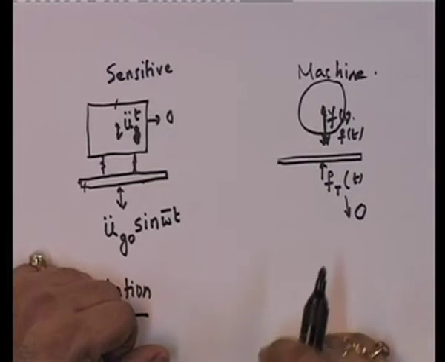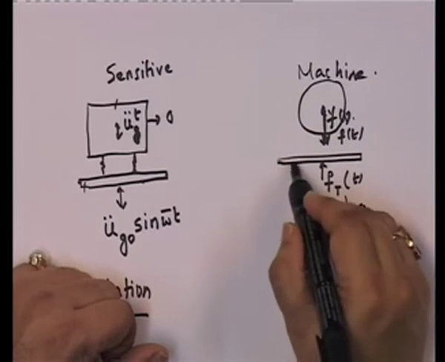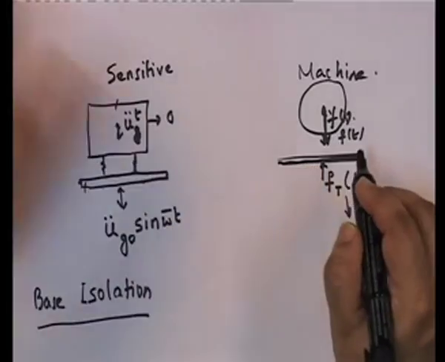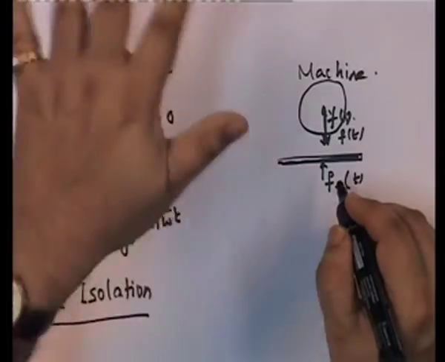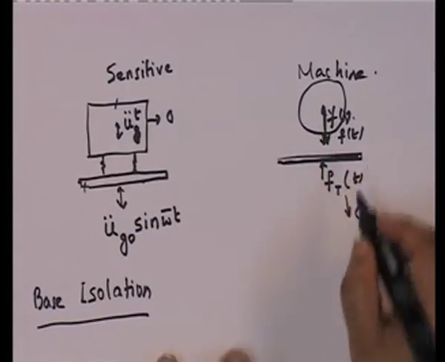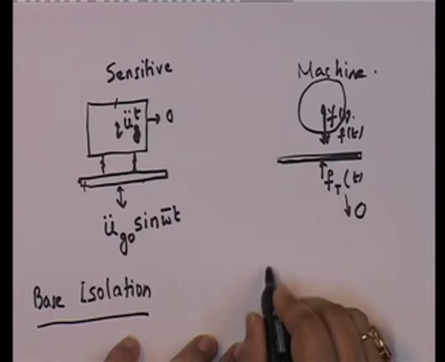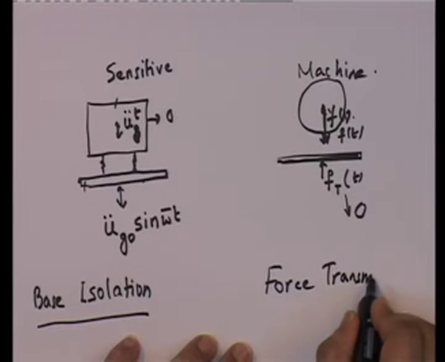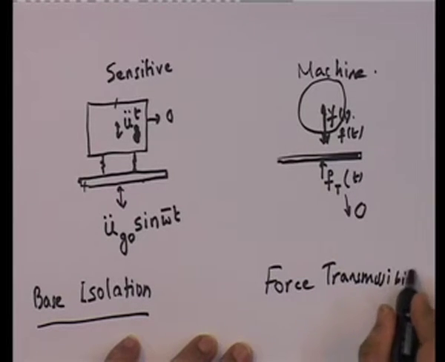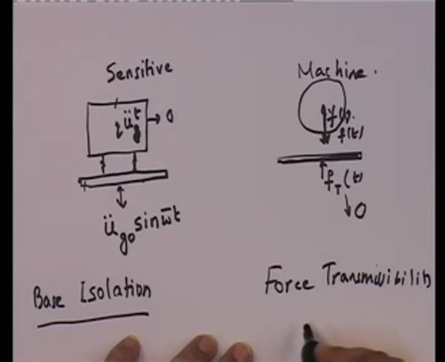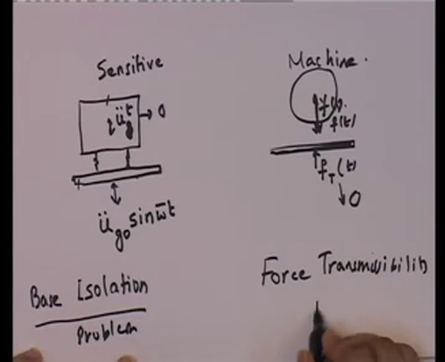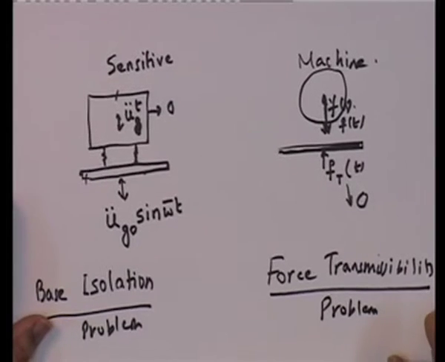What I want to do is, okay, let the machine vibrate, but I do not want the floor to vibrate at all, because after all, on the floor are some other things where I do not want to transfer this force. So, this is actually a force transmissibility problem. And this is a base isolation problem.